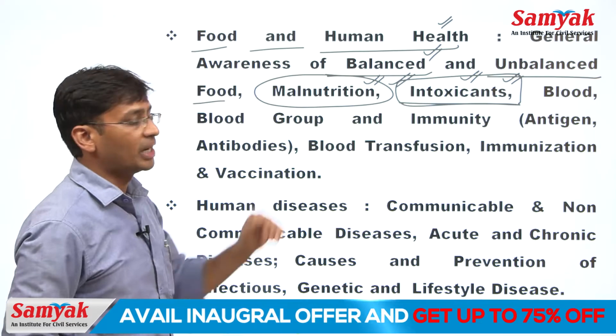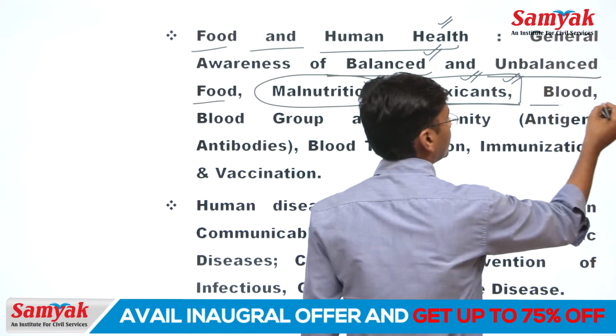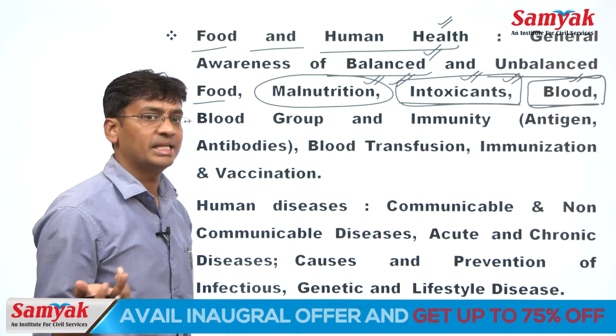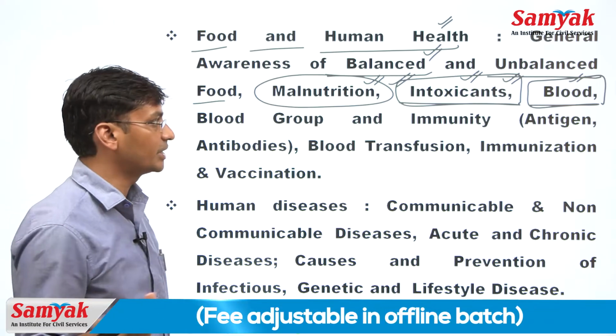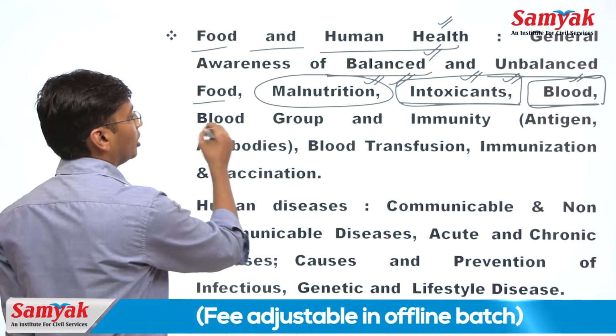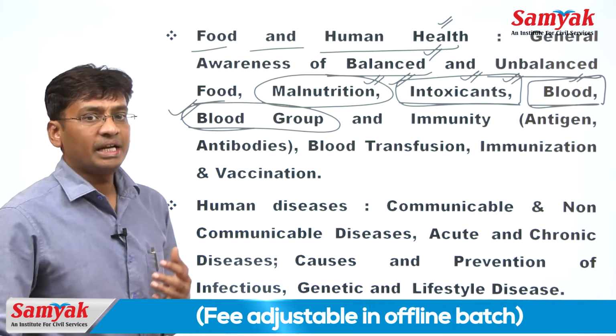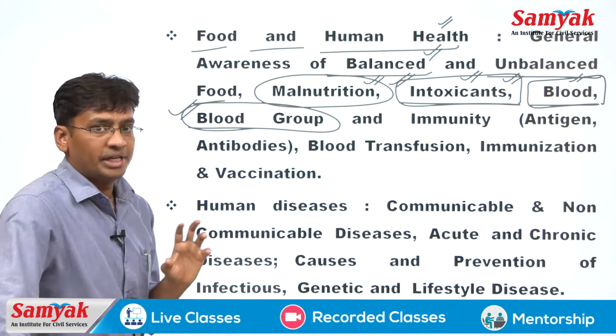Then the blood, the discussion over the blood, that is the composition of the blood, means plasma proteins, various types of blood cells, that is RBC, WBC and the platelets, and the blood groups, all the 4 blood groups, and what are their genetic mechanism, okay, of the blood group determination.